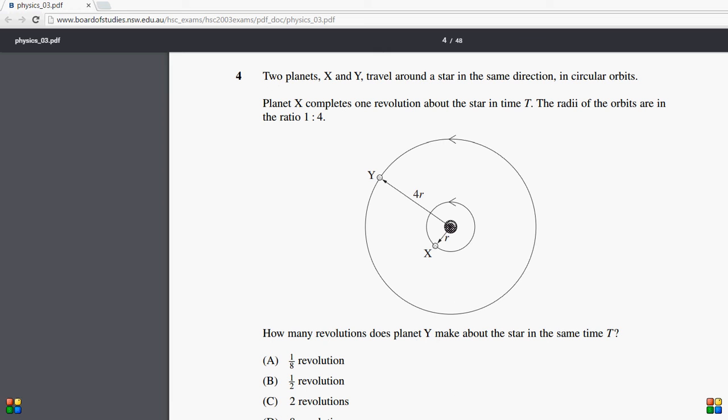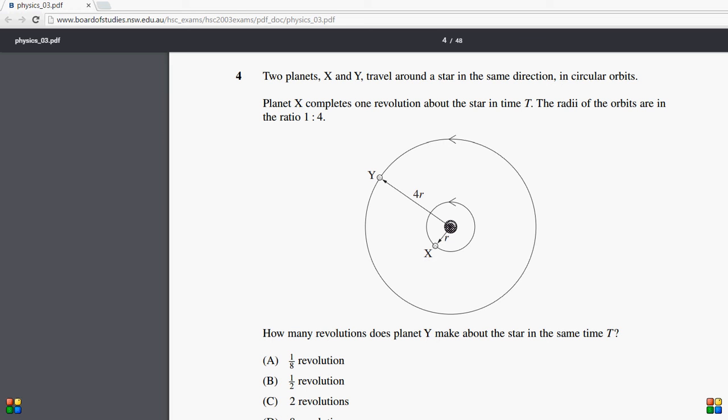Okay, so two planets X and Y travel around the star in the same direction, in circular orbits. Planet X completes one revolution in time t. So planet X is the small one. The radii of the orbits are in the ratio of 1 to 4. How many revolutions does planet Y make about the star in the same time t?